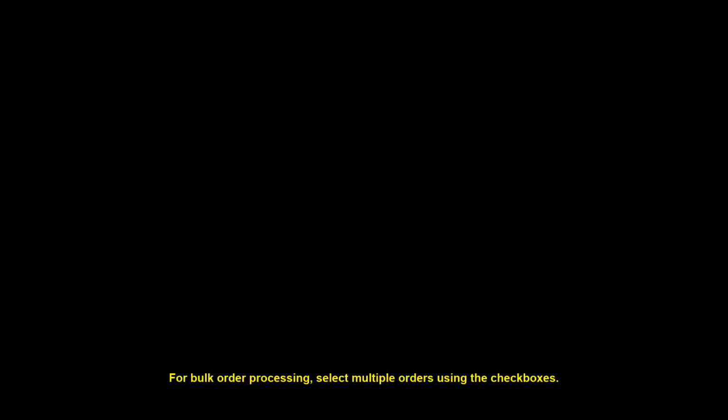For bulk order processing, select multiple orders using the checkboxes. Once selected, look for the Actions drop-down above the order list. Click on Actions to access multiple processing options. Consider automating order fulfillment with third-party apps available in the Shopify App Store. You can also streamline communication by enabling notifications for new orders.